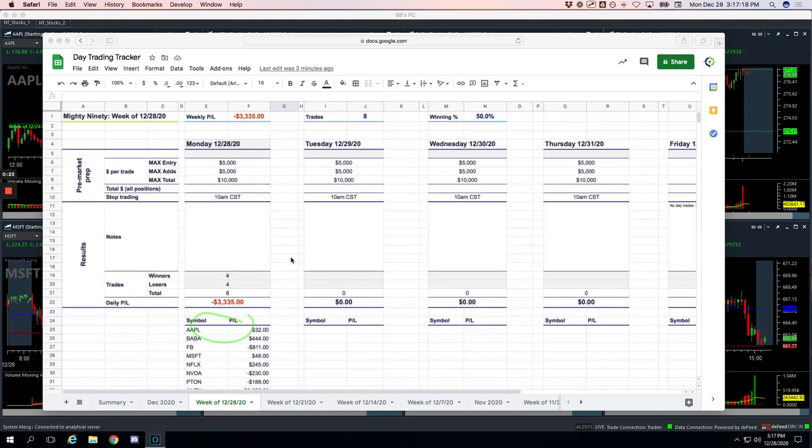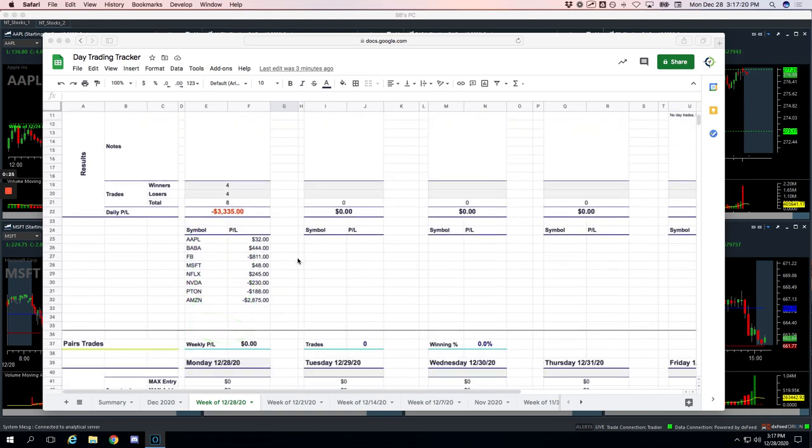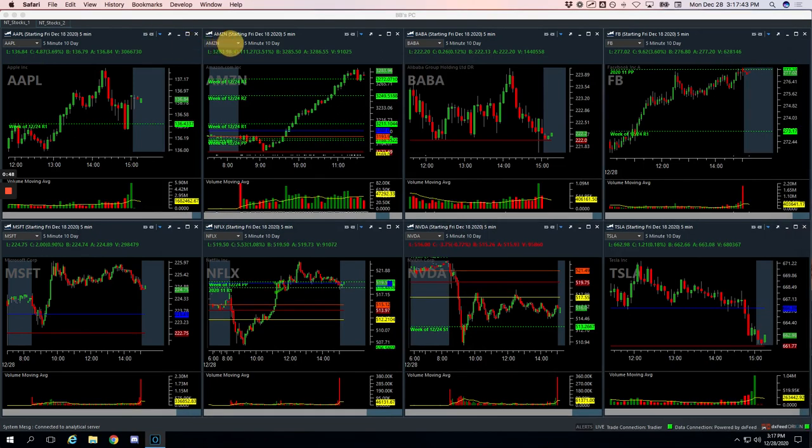No pairs trades, but the mighty 90. A couple positions in particular got us. Facebook took a loss of 8.11, and then Amazon was our big loser at minus 28.75. Caught a small winner in Apple, scratch for $32. Baba, nice winner for plus 4.44. Basically a little scratch in Microsoft. Nice winner in Netflix, and a couple of losers in Nvidia and Piton. But Amazon and Facebook were the culprits.